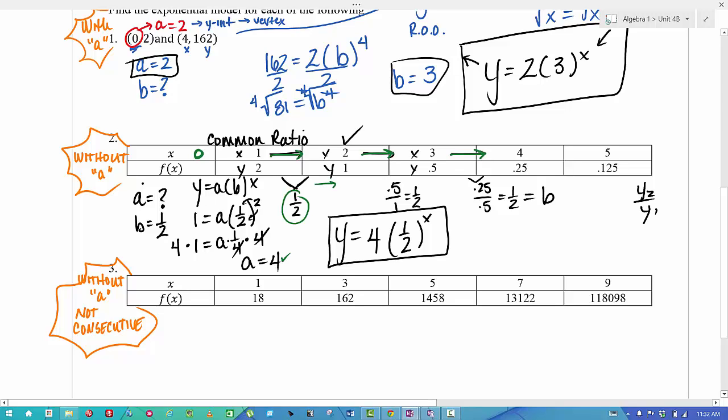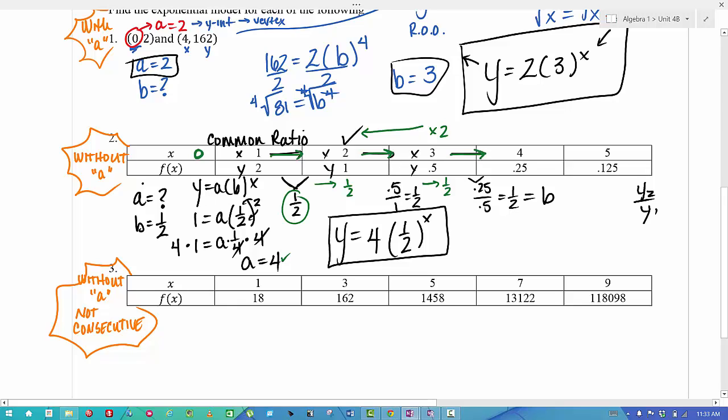If I go down this list, each one is being multiplied by 1/2. So if I go this way, I'm multiplying by 1/2 or dividing by 2, whichever way you want to look at it. So if I go the opposite way in the list, if I go back up the list, I have to do the inverse of what's happening, which would be multiply by 2.